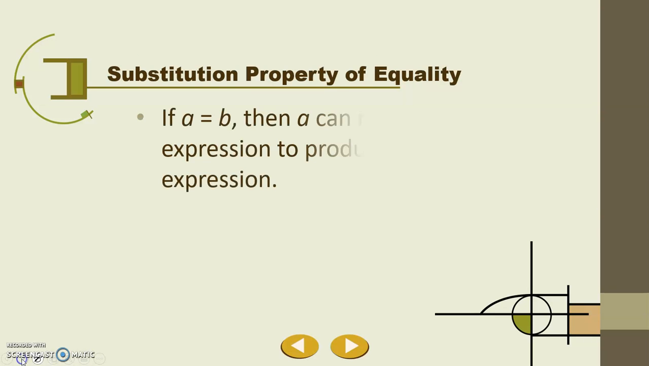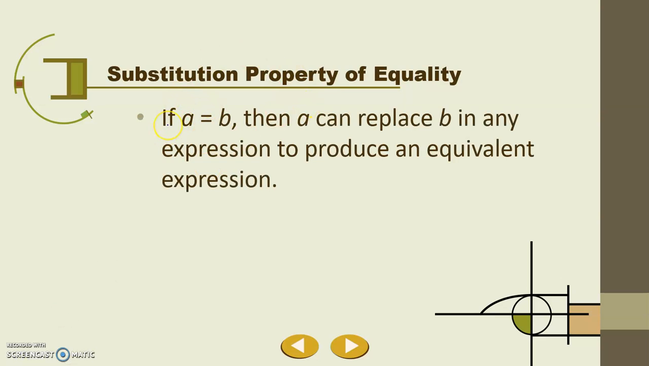When we talk about the substitution property of equality, we're looking at this phrase, if you will. If A equals B, then A can replace B in any expression to produce an equivalent expression. Think about it in terms of keys, house keys. If my house key, the A key, is the same as Mr. Harbin's house key, the B key, then I can use either key in the door, either my key or his key, because they are equivalent. Keep that in mind when we start working with equations.